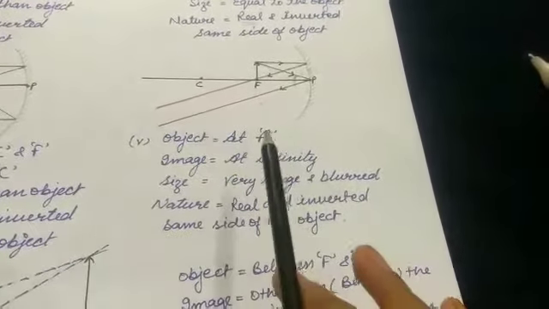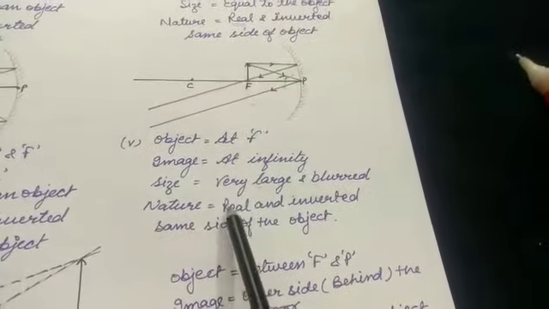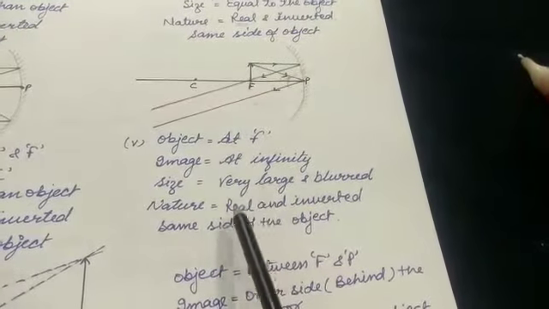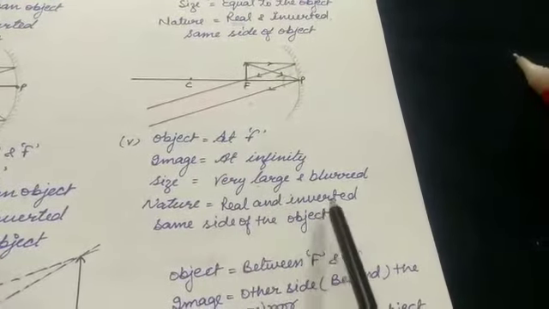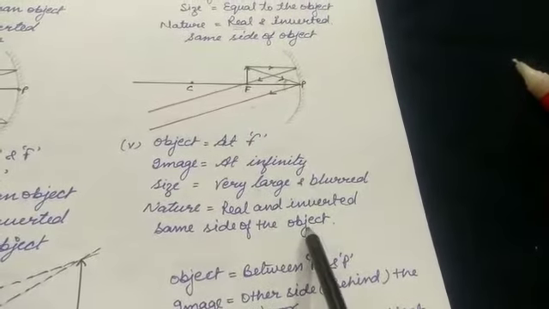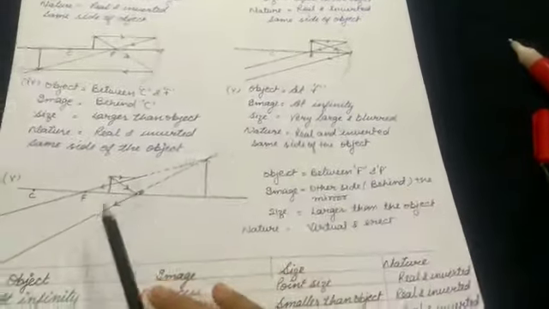But nothing we are imagining here. All the things are real. So the image is going to be real. We can get it on the screen, and as the image is real, it is going to be inverted. And again the image is forming on the same side of the object. Now this is the last case.